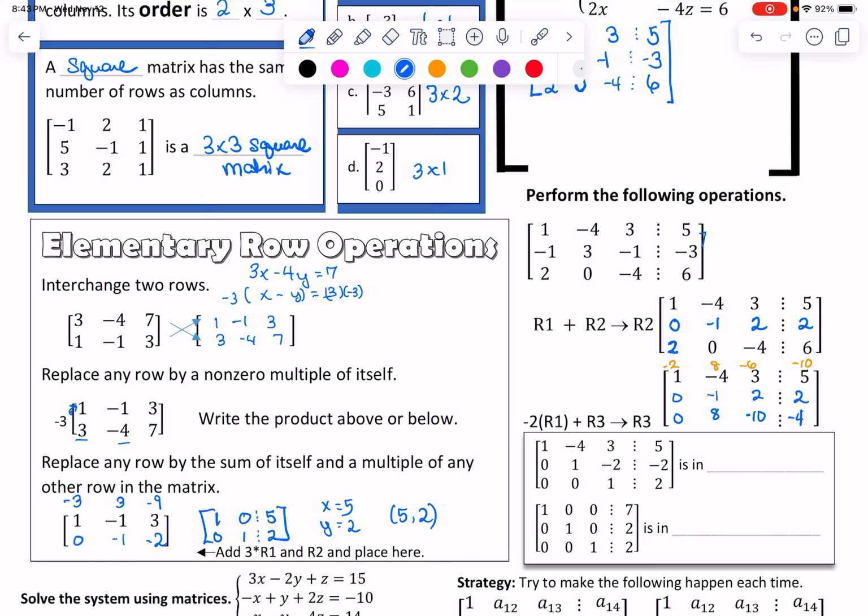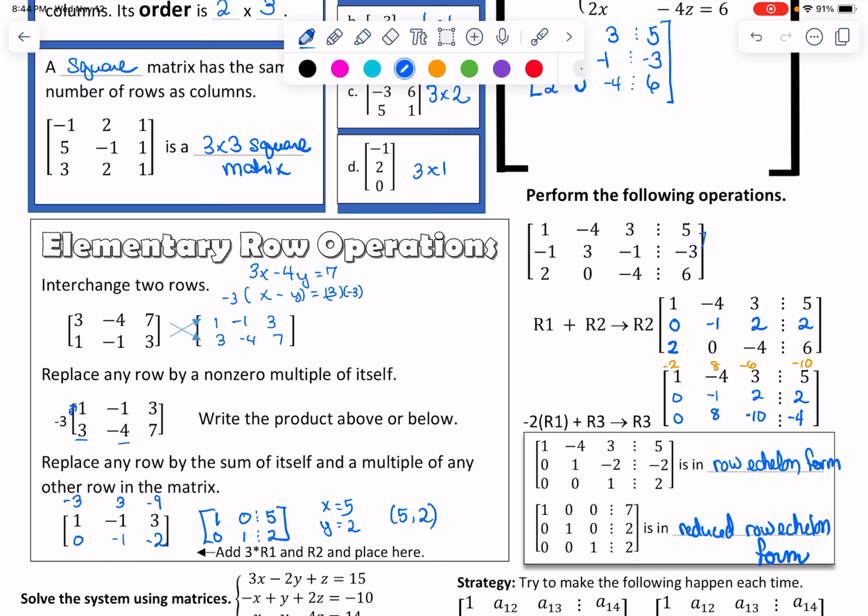Now, why would we want to do that? Well, this particular matrix is in row echelon form. But the one below it is in reduced row echelon form. So what is the difference?